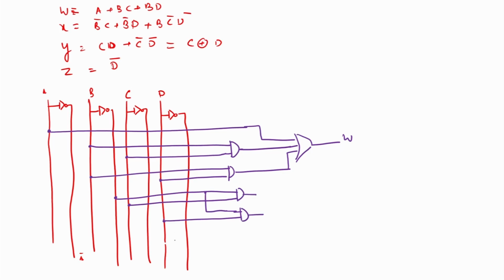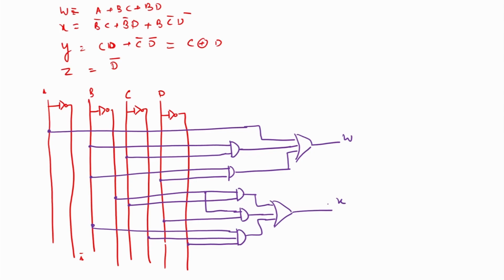The other term is B, C complement, D complement. Simply B into C complement, D complement. B is taken from here, C complement is taken from here, and D complement is taken from here. All are connected through an AND gate, and then all three outputs are connected through an XOR gate. This represents the value of X.